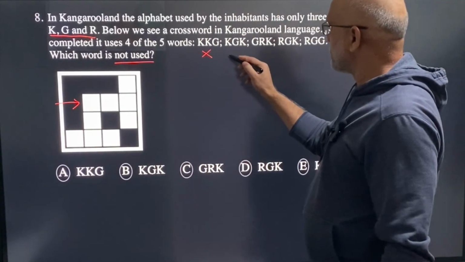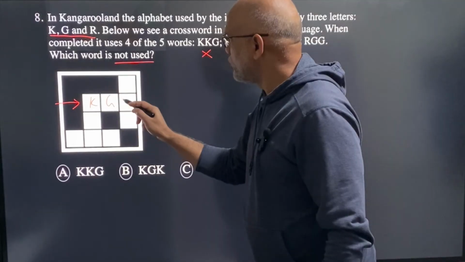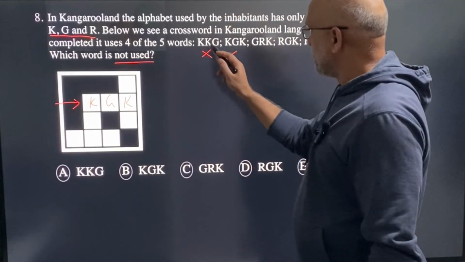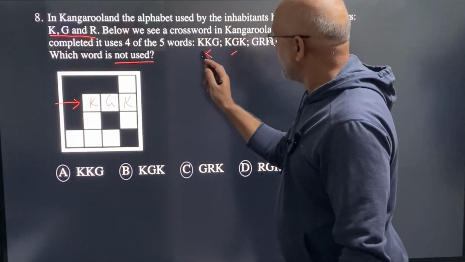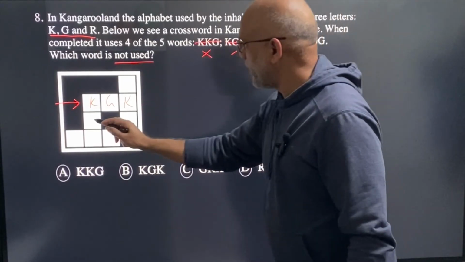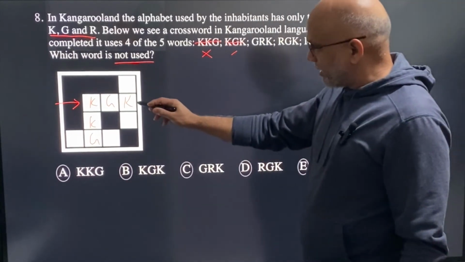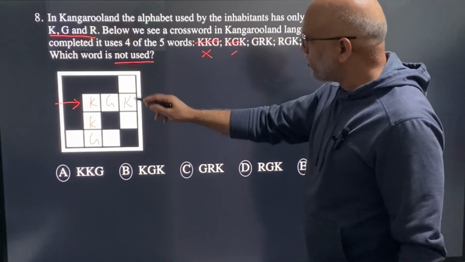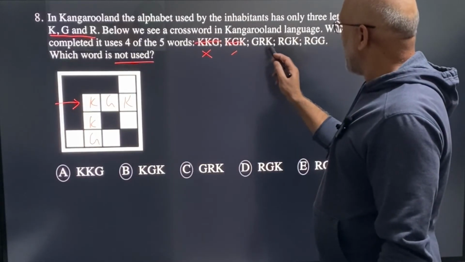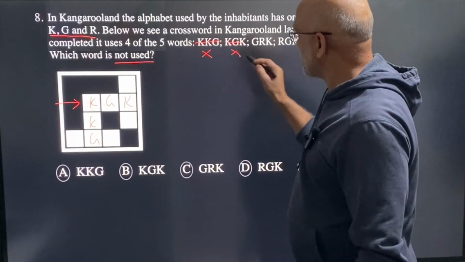Now let me start with this one. K, G, K, K, G, K. Then this should be K, K, G, down here. But again, I end up with the same problem. I need another word which should have K as the middle letter, and there is none. So this also is not going to work.